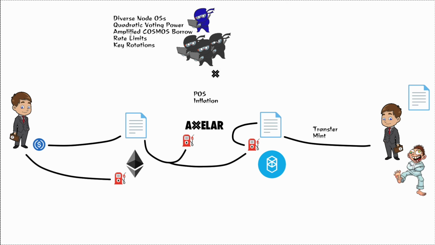They talk about this thing called amplified Cosmos borrowing. Because it's a Cosmos blockchain, there's this ability for them to borrow the staking power of other Cosmos blockchains and use that to secure this network. Now that's just a very high-level overview of what they talk about. I don't really understand it, and I haven't dug really deep into that.